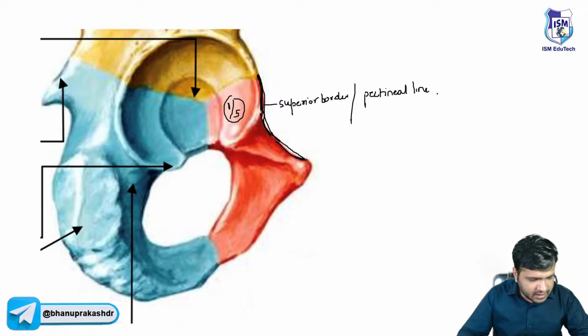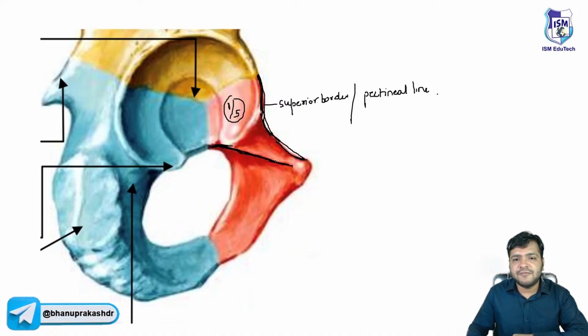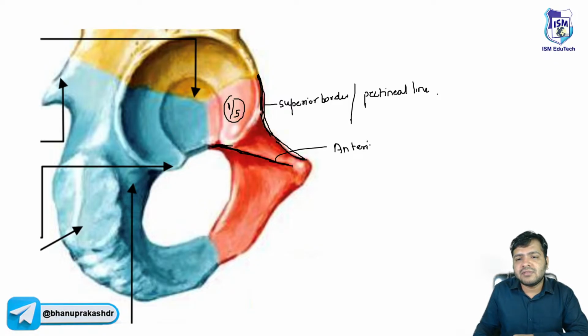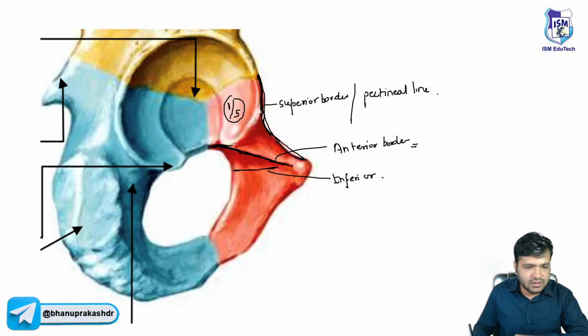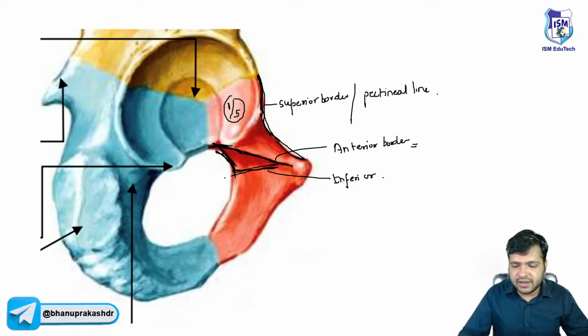Then beta, we have one border that is again extending from the pubic tubercle to the acetabulum cavity, and this border is coming in front, so this is called the anterior border. And below it we have the inferior border. It is short and forms the upper part of the obturator foramen.